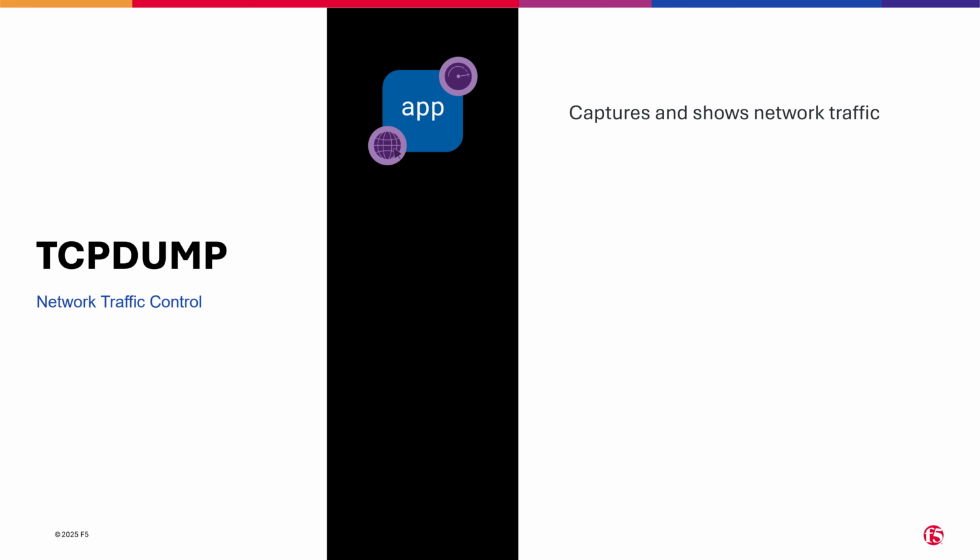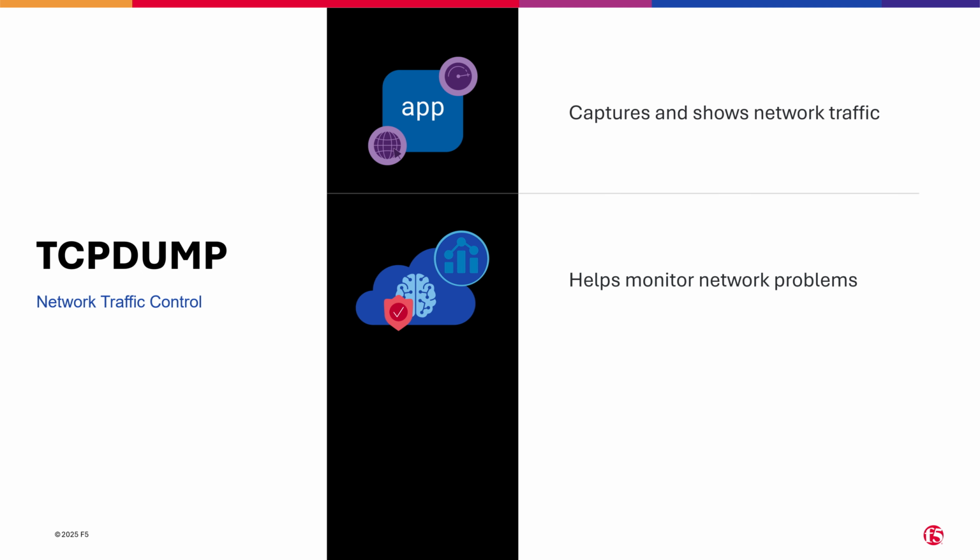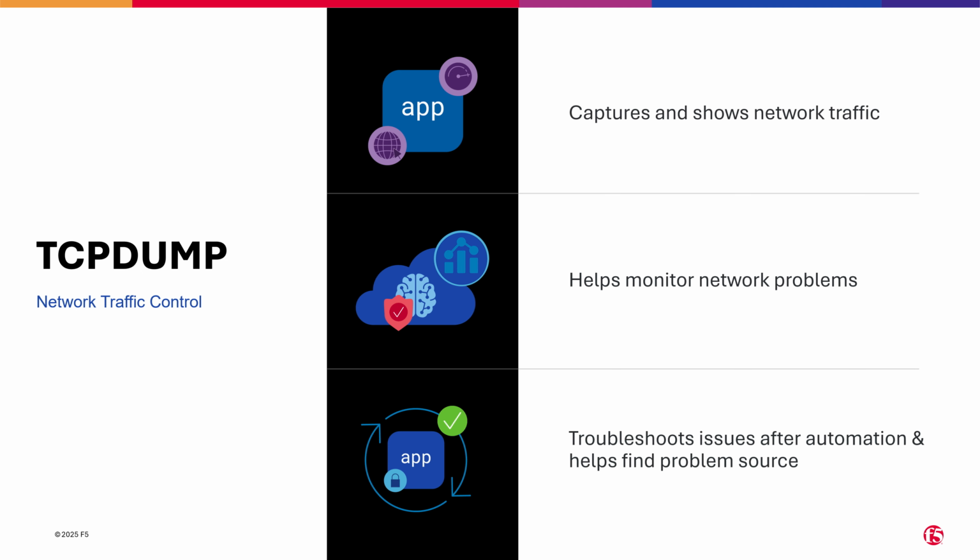In BIG-IP automation, tcpdump is helpful for troubleshooting issues that appear after automation tasks are done. For example, if there is packet loss or traffic is not reaching the correct pool member after you update a configuration using automation, tcpdump can help you check if packets are arriving at the BIG-IP and where they are going. This helps you quickly find out if there is a problem with routing, load balancing, or NAT settings. By looking at the actual traffic, you can find issues that your automation scripts might not catch and fix them faster.